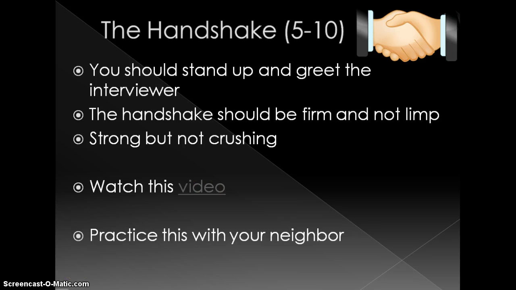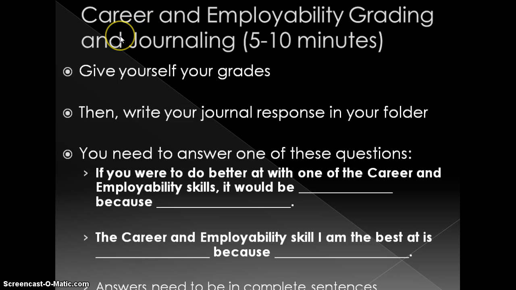Click pause, please. Okay, we're in the last 5 to 10 minutes of class. You need to give yourself your career and employability grades in your red folder. You need to write your journal response, in which you answer one of these questions. If you were to do better at one of the career and employability skills, it would be what? It would be blank, because blank. Or it could be, the career and employability skill I am the best at is what, because why. Please write complete sentences.